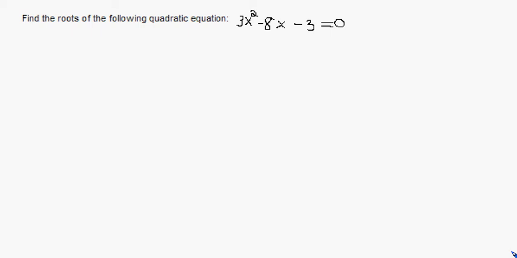Alright, so we're asked to find the roots of the quadratic equation 3x squared minus 8x minus 3 equals 0. Notice that roots is another word for solutions. So we're really looking for the solutions for this equation, meaning the values of x that when substituted into the x here, at the end the entire equation ends up being equal to 0.